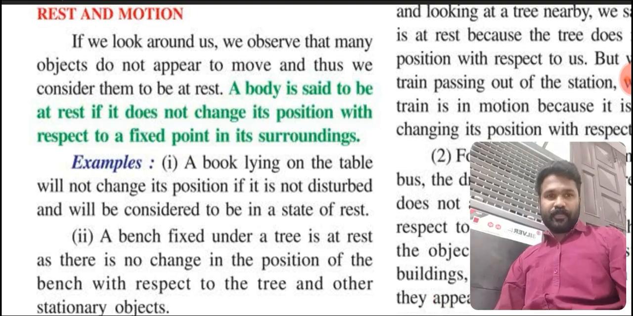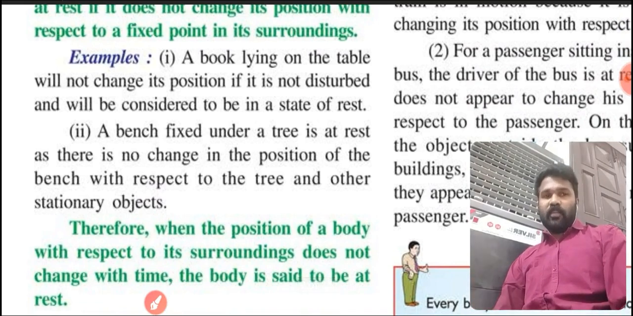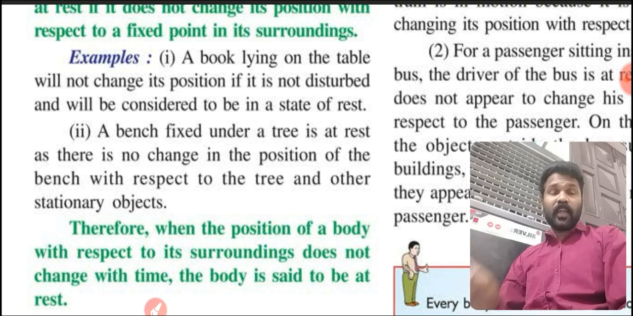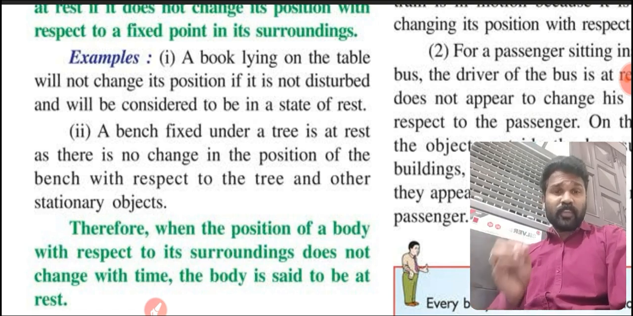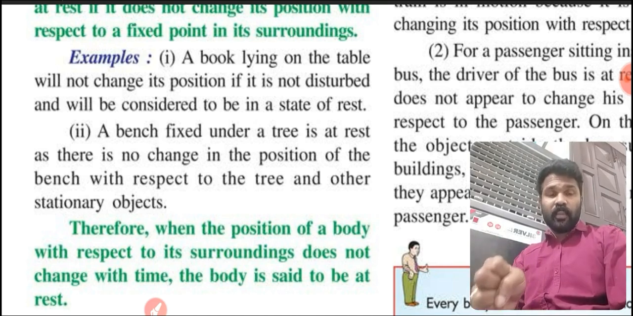Examples: a book lying on the table, which you are not going to touch. A book lying on the table will not change its position if we are not disturbing it or taking it. It will always be at rest if you are not taking it from there.